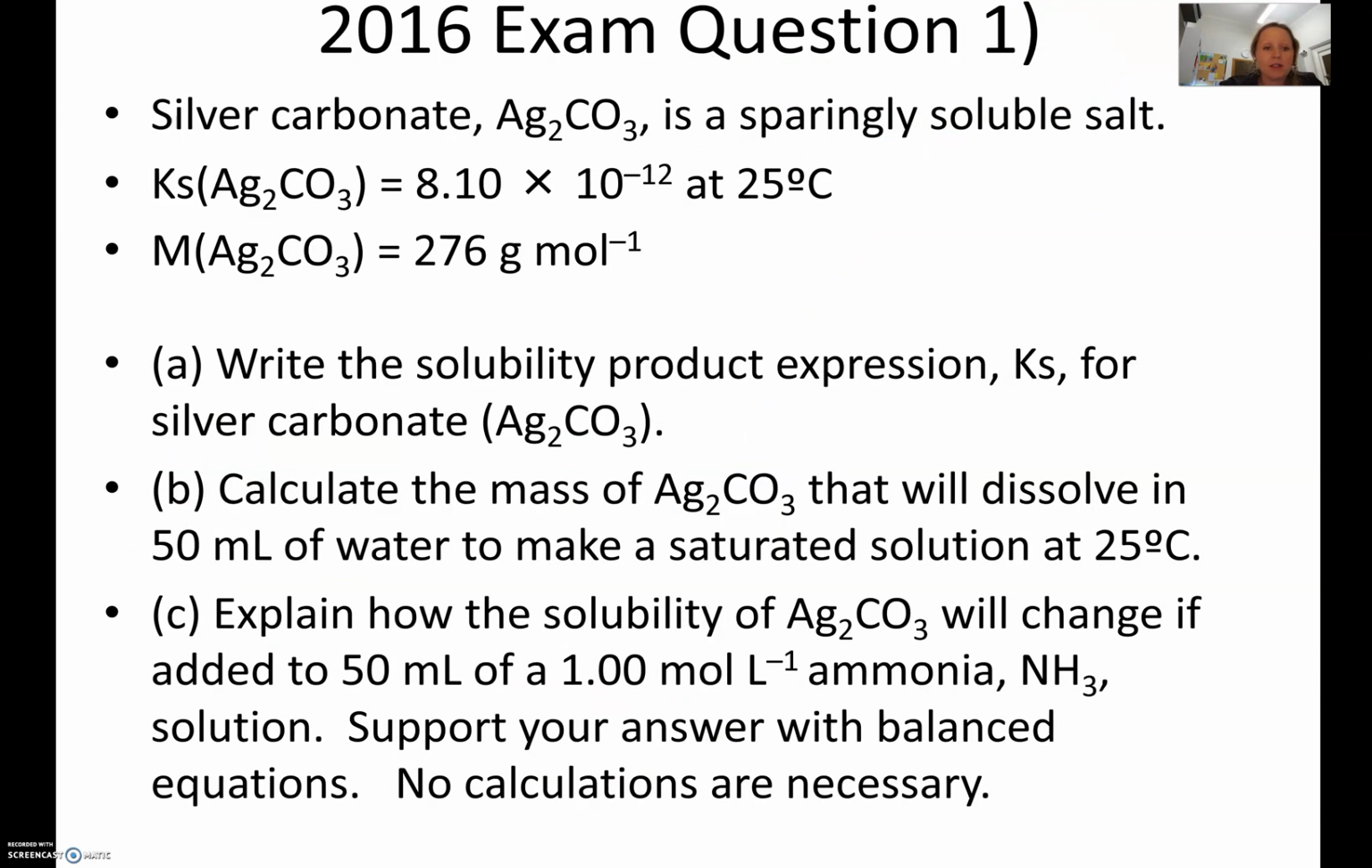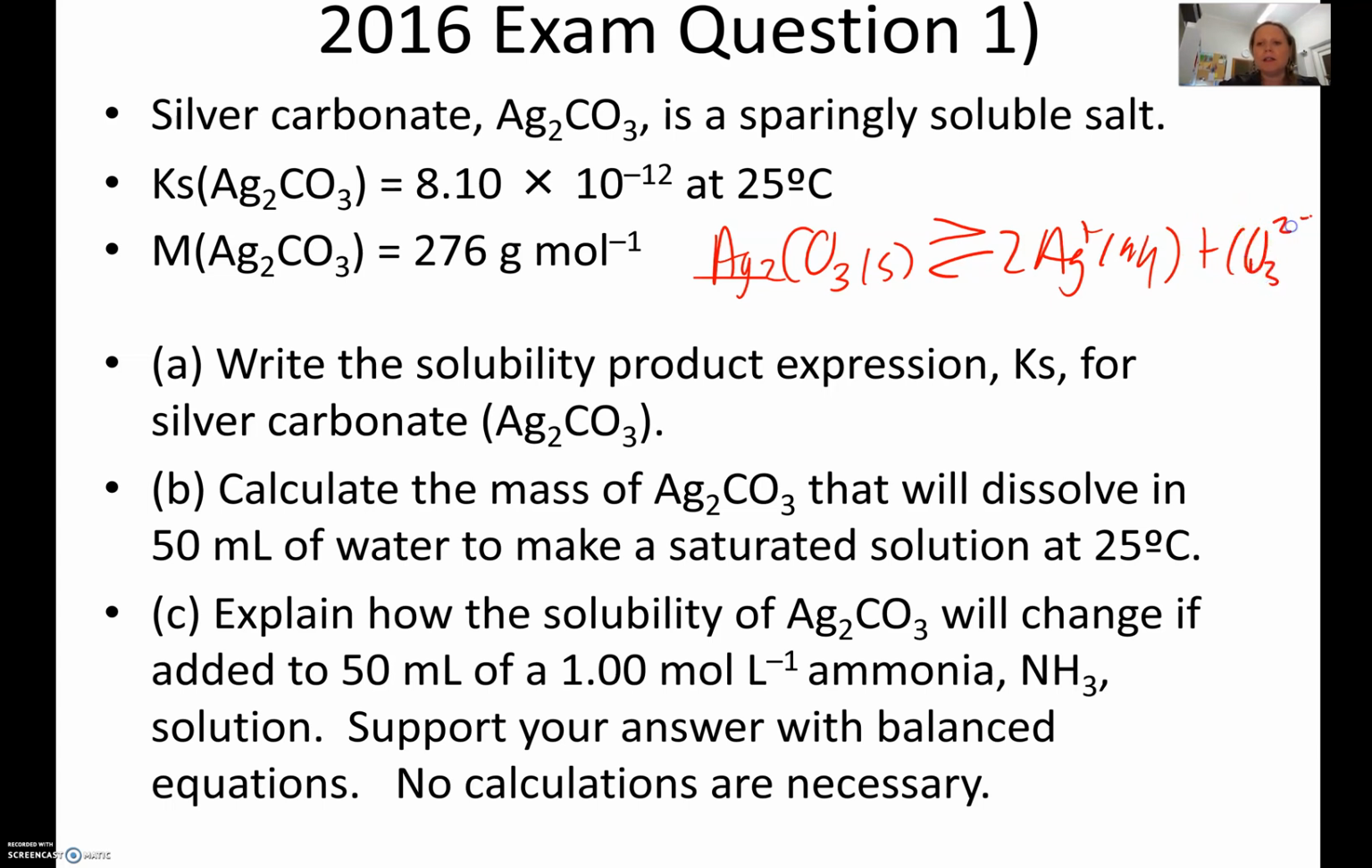Let's now move on to 2016. So silver carbonate is sparingly soluble. They've given a KS and a molar mass. It says write the solubility product. So some of you will be able to jump straight into it, but I highly recommend doing an equation every time to make sure you don't miss that there are 2 silver ions for every 1 carbonate. So the KS is going to be [Ag+]^2[CO3 2-].